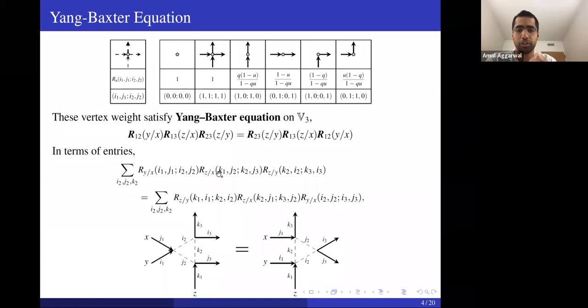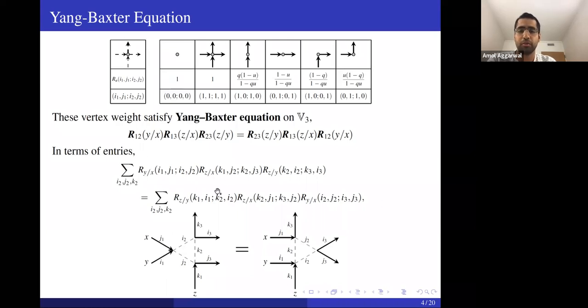Likewise, this is R of z over x. I'm looking at where this line intersects this line, so this is K1, J2, K2, J3. And the last one is R of z over y, K2, I2, K3, I3. This is a fairly standard way of diagrammatically interpreting equations like this. Since I have a product of matrices, I end up summing over the 3 indices I2, J2, and K2, which means I sum over this dashed triangle. I'm fixing the boundary conditions and summing over all possible things that can happen in the interior.